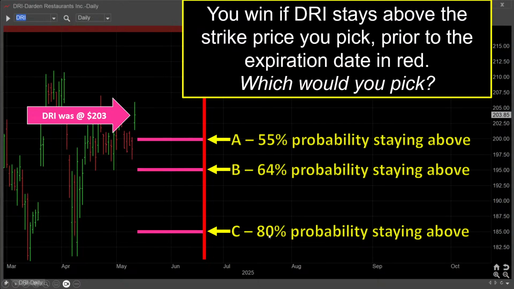And again, what this means is this: if it stays above 200 and I sell the $200 put, I make money. There's a 55% chance of that happening. B, 195, I have 64%. C, 185, I have 80%. Now, let me ask you in the chat, which one of these would you take? A, B, or C? So in the next month, where do you think DRI won't drop below? A, B, or C?